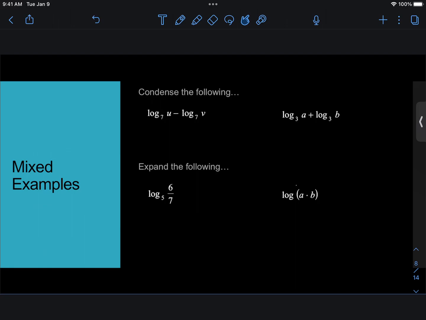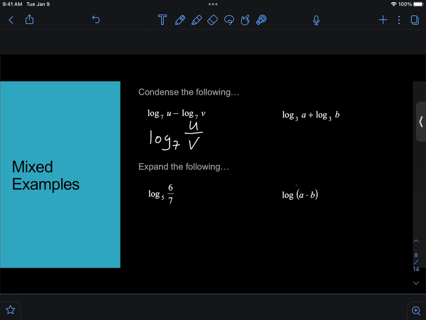Anything that has a subtraction in it, right, is going to be the quotient property. So the positive part, the u, is going to be the top of the fraction, and the minus part, minus log base 7 of v, so that v is going to go on the bottom of the fraction. So anything positive, the positive log, that part goes to the top. The minus log, that part goes to the bottom. And we rewrite it as a single log.